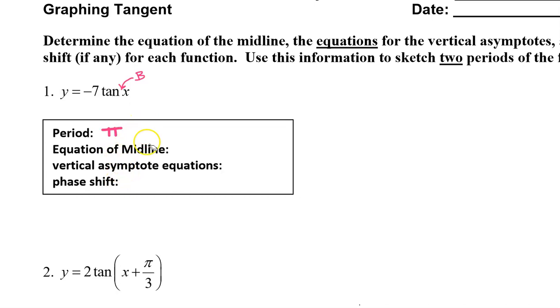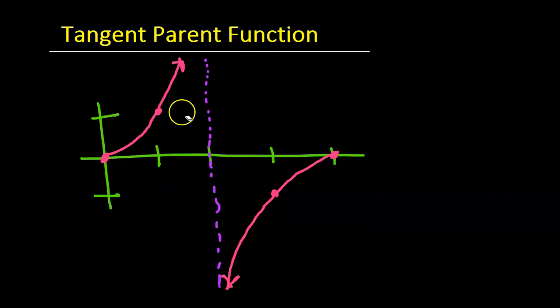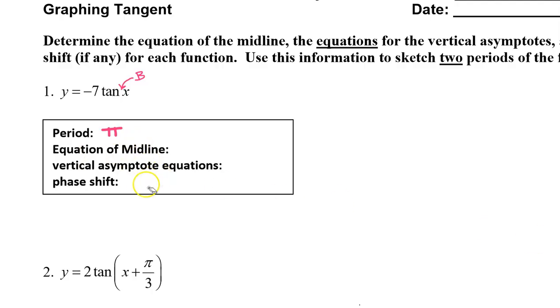There is no amplitude for the tangent function. Glancing again at the parent function, notice that the tangent function goes up forever and down forever. So that number that we normally associate with amplitude will give us a critical point, but it is not actually the amplitude. So that's why we are not listing out what the amplitude is. That -7 will still play a role in the graph.